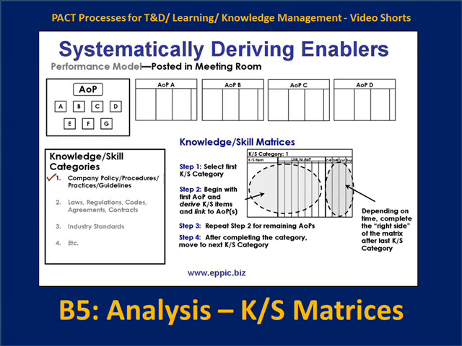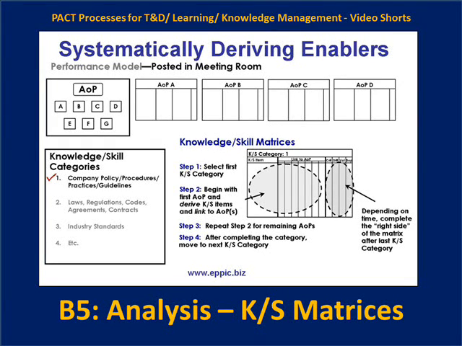And that's why we're doing it systematically, so that we avoid missing things and finding out about it later on and having to iterate back to analysis after we've done design and development and we put the course materials out there, only to find out that it's missing things because our process wasn't tight enough. So we systematically derive these enablers.